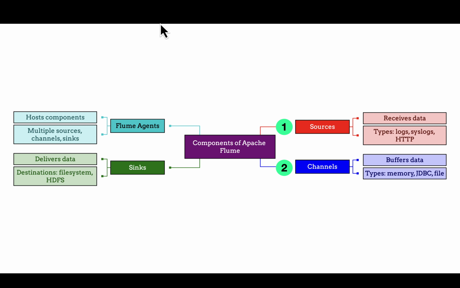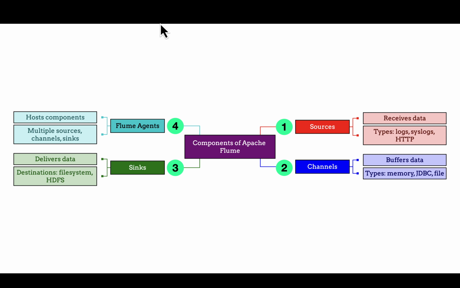3. Sinks. Sinks deliver the data to the destination. The destination could be a file system, database, HDFS, or any other data store. Flume supports various types of sinks to accommodate different data stores.